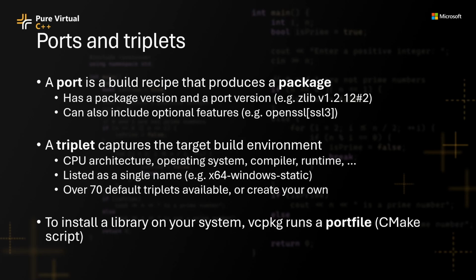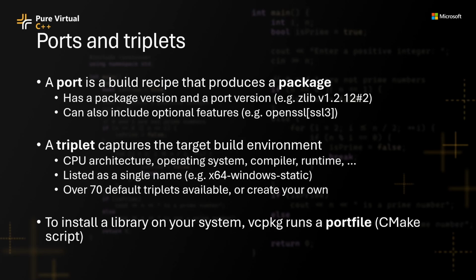vcpkg also has triplets. A triplet captures the target build environment, such as the CPU, OS, compiler, and runtime, in a single convenient name. vcpkg provides over 70 default triplets that you can build with, but you can also define your own. To install a package on your system, vcpkg runs a port file, which is a CMake script. The script typically contains steps to download source code or run a build, but can do a lot more as it is highly customizable.